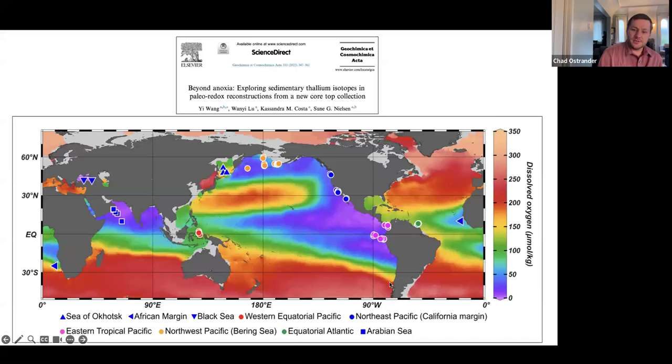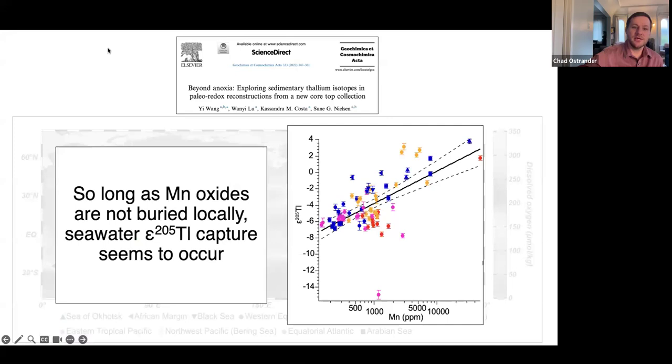So to show a little bit more detail about the oxygen minimum zone data set, this is work from Yi Wang at Woods Hole, who's doing her postdoc with myself and Andy. She's now at Tulane, but she went to various upwelling zones today and looked at thallium isotope compositions in sediments underlying these oxygen minimum zones. And a lot of these settings capture the seawater thallium isotope composition, -6 epsilon units.